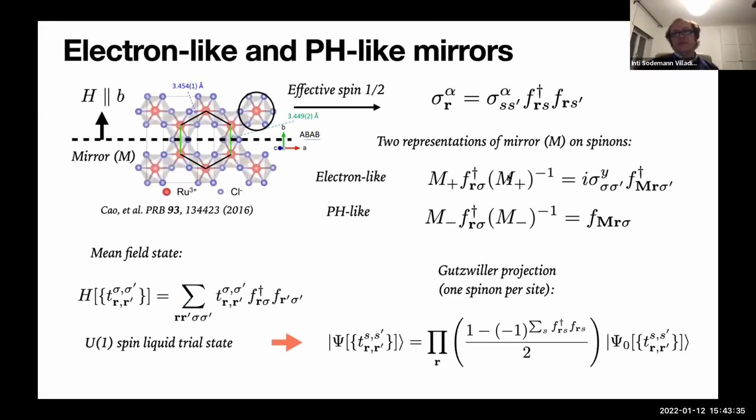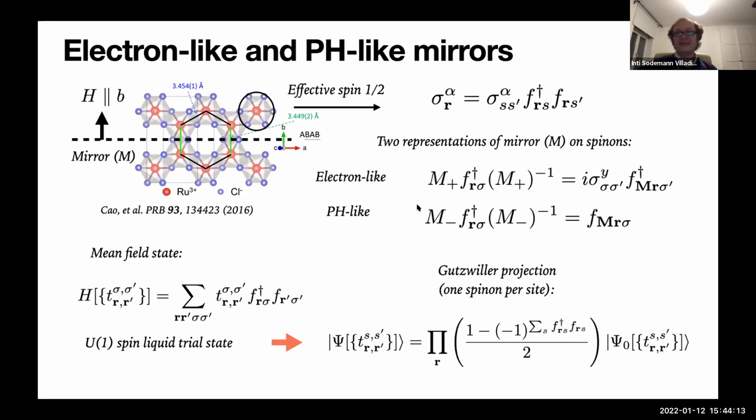So then you can have these two different ways of implementing the mirror on the spinons. But the key, in a sense, is that when you construct a mean field state for the spinons, which you can parameterize by just having some tight-binding model for the spinons, and then whatever is the ground state of the tight-binding model, you Gutzwiller project to avoid double occupancies. What you can convince yourself is that if you implement the mirrors differently on your mean field state, you will have distinct physical states after the Gutzwiller projection.